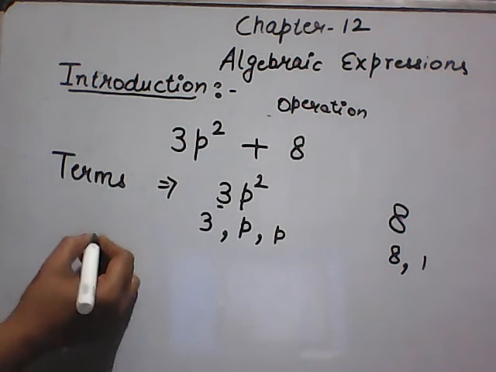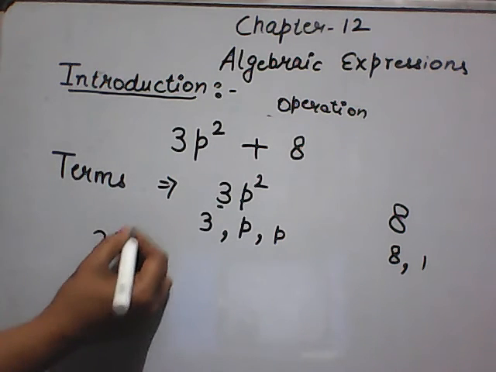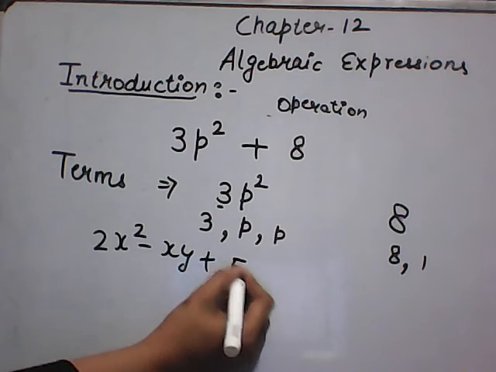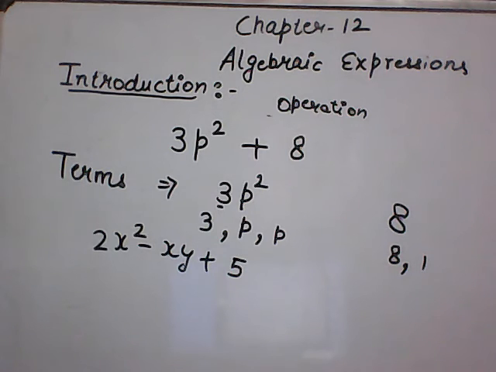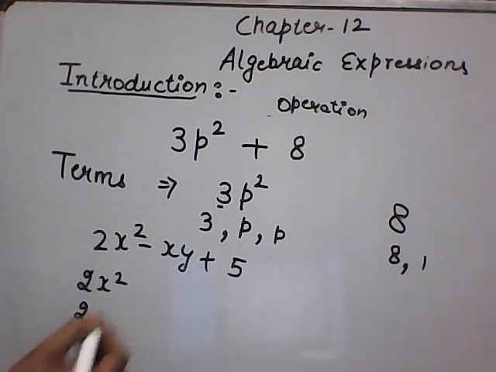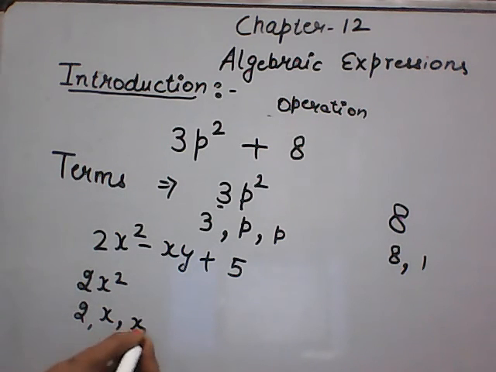Suppose I write the expression 2x square minus xy plus 5. Now this expression contains three terms, 2x square, xy and 5. These are separated by operations such as minus and plus. Here 2x square is a product of 2x and x. So 2x and x are the factors of the term 2x square.